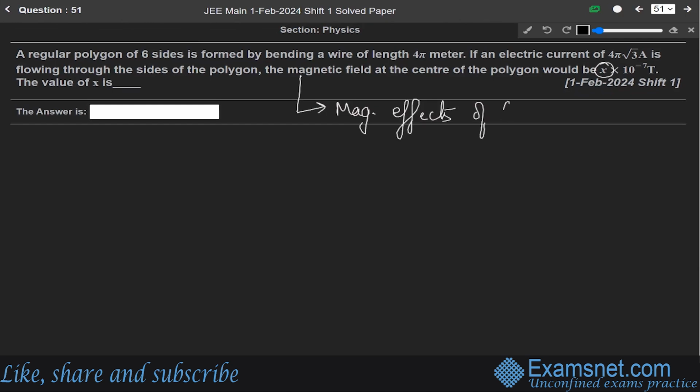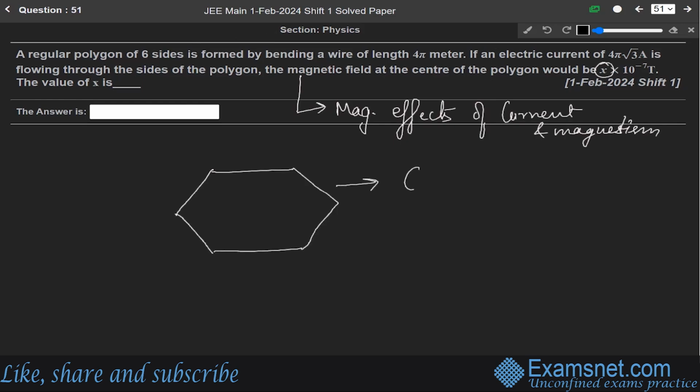Effect of current and magnetism. Okay, so we are asked in this question to find the magnetic field at the center of the polygon. Let us say this is a polygon. A polygon is having 6 sides. So here n is equal to 6, and we have to find the magnetic field.